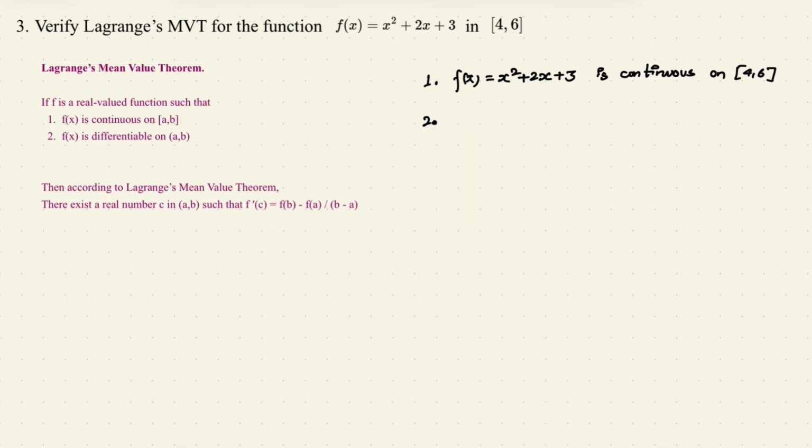Point number 2, that this should be differentiable. For that, let us differentiate the given function, then it will be 2x plus 2. And this 2x plus 2 is also defined at any point lying between 4 and 6. That means f(x) is differentiable on open interval 4 comma 6. Now we can apply Lagrange's mean value theorem here.